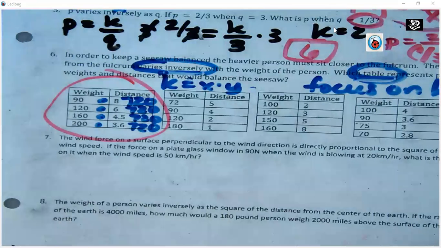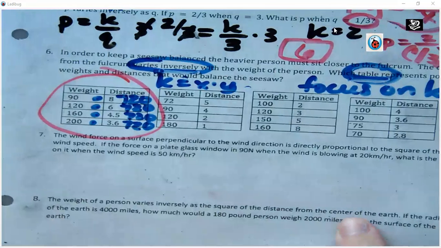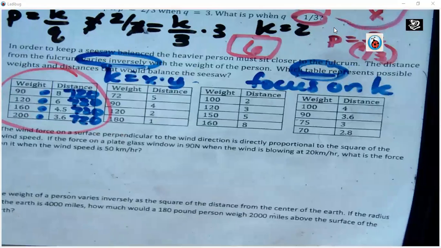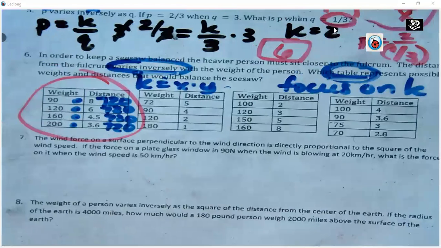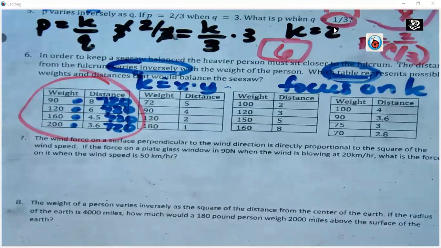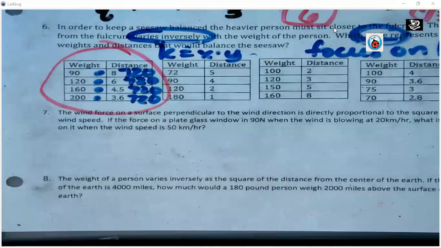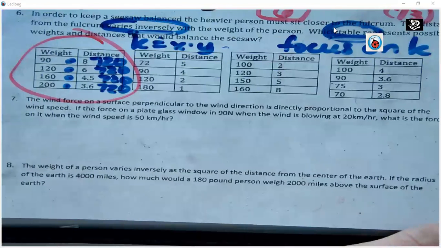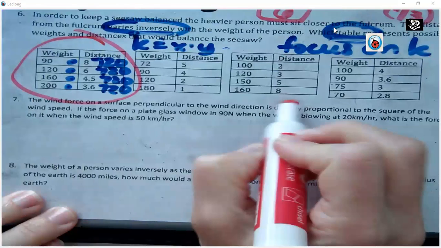The wind force on a surface perpendicular to the wind direction is directly proportional to the square of the wind speed. If the force on a plate glass window is 90 newtons when the wind is blowing at 20 kilometers per hour, what is the force on it when the wind speed is 50 kilometers per hour? All right, what's something that's important in this one? Direct variation. It's directly proportional.